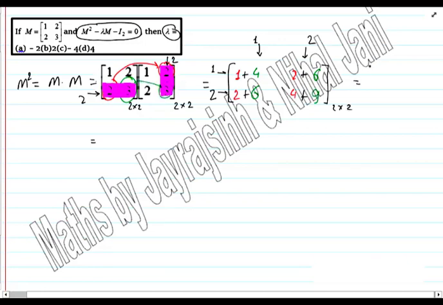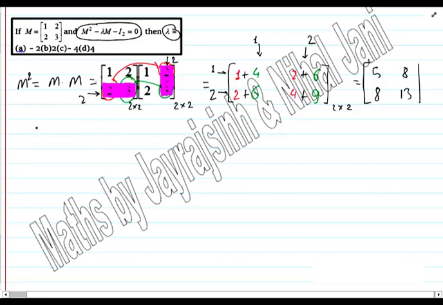So tada! Here we get our M square. 1 plus 4 is 5, 2 plus 6 is 8, 2 plus 6 is again 8, and 9 plus 4 will be 13, right? So we get our M square.